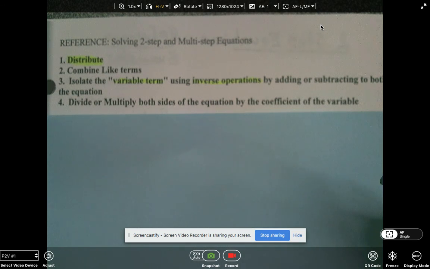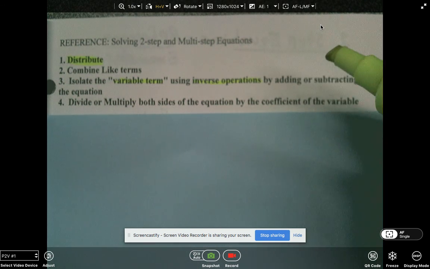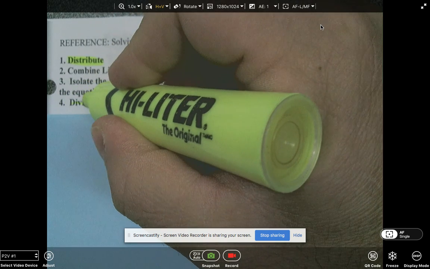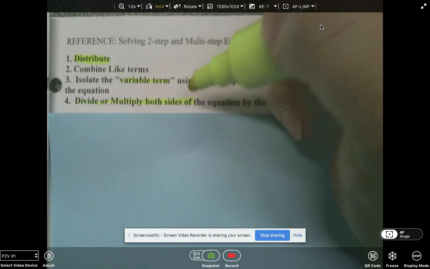So can someone tell me, what does it mean to be an inverse operation? Yeah, you want to do the opposite to both sides. So basically, we'll add or subtract both sides of the equation, and then at the end, usually you have to do the opposite, multiply and divide to both sides.